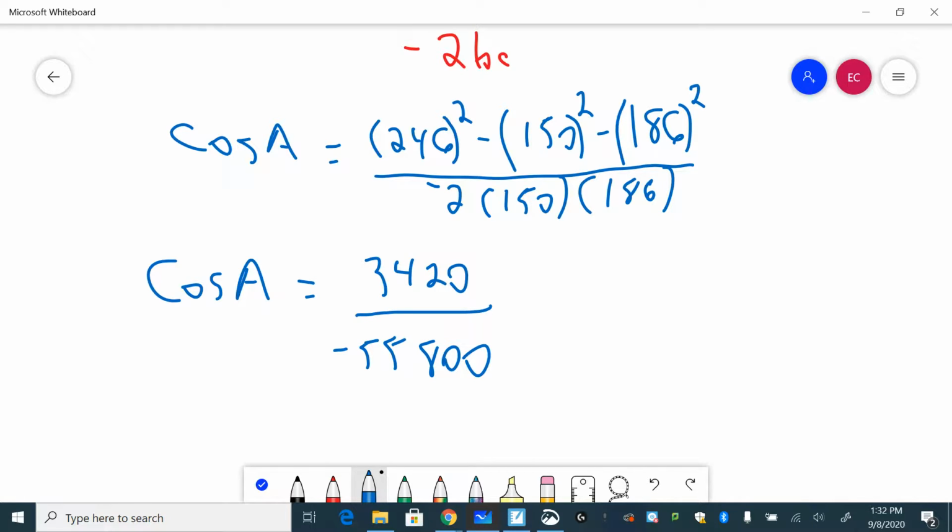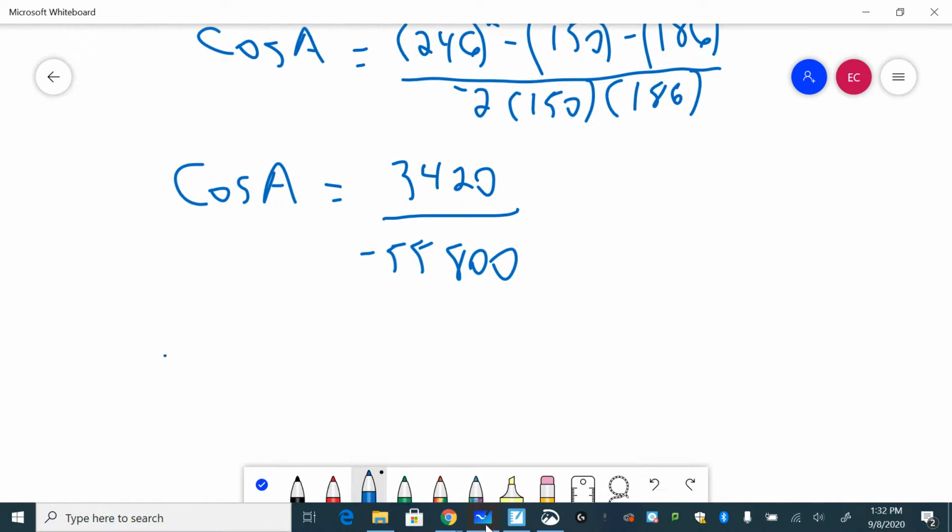So now I'm going to divide those two numbers out. So I'm going to go 3,420 divided by -55,800. I'm going to hit equals. So I'm going to write this decimal number out. So I've got cos A equals -0.06129. So you want to keep at least 4 decimal places.